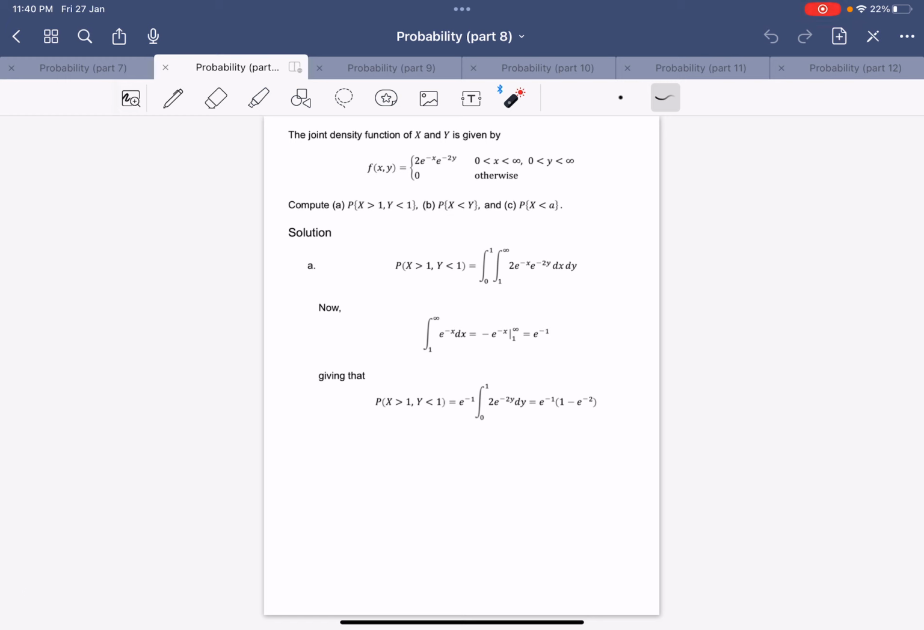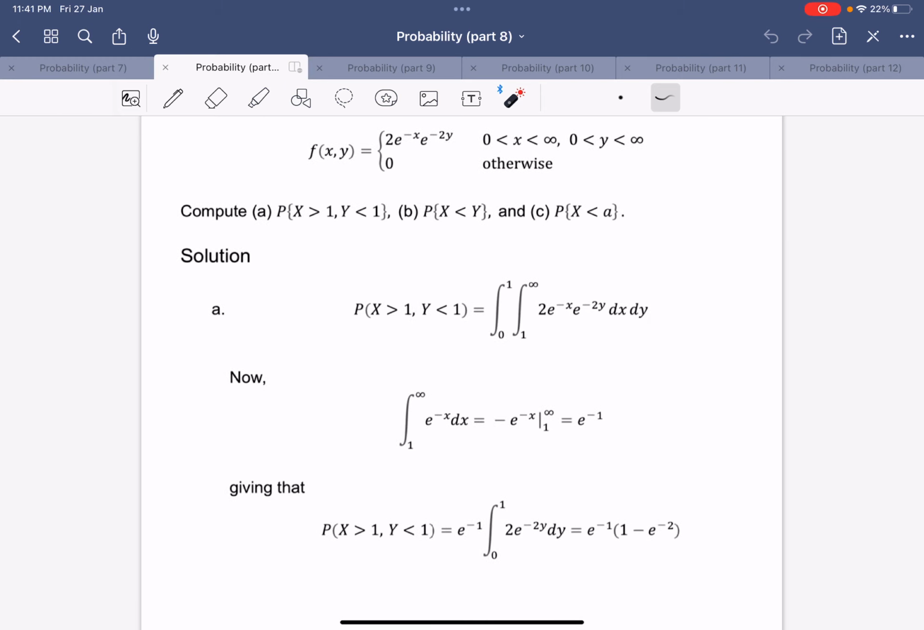And so let's take a look at the examples to better understand how we deal with joint distributions. We have a joint density function of x and y given as follows. And we want to compute the probability that x is greater than 1, y less than 1. So you're taking the joint PDF and doing the integration with respect to x first, so it's 1 to infinity, and the one with respect to y is from 0 to 1 because y is between 0 and infinity.